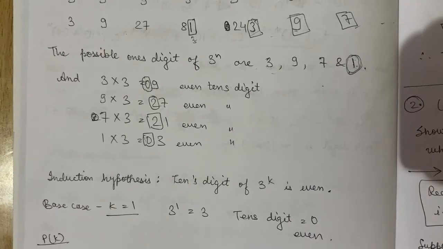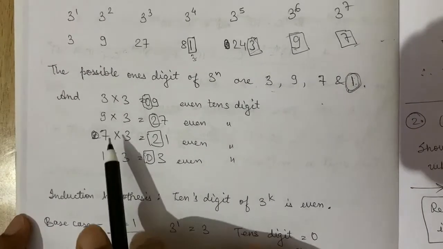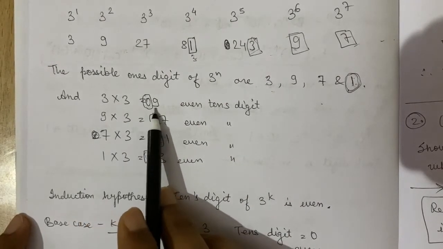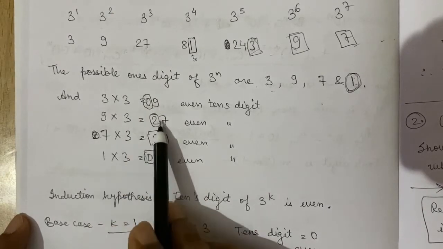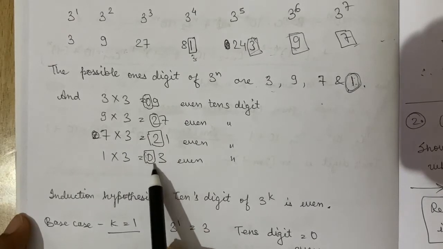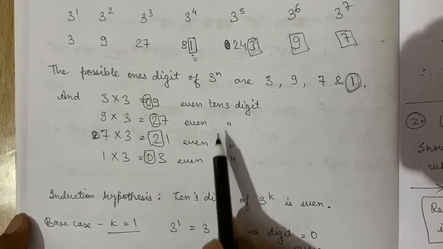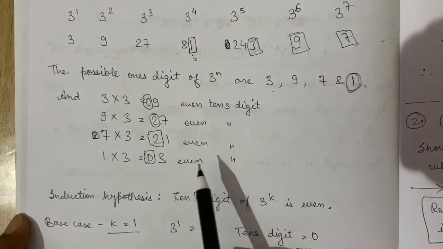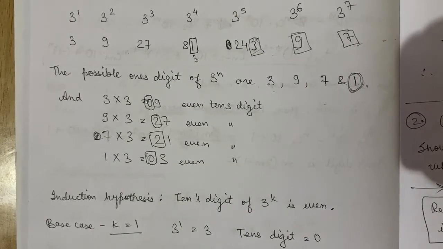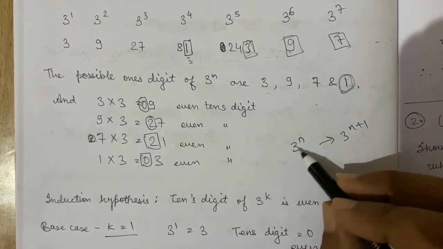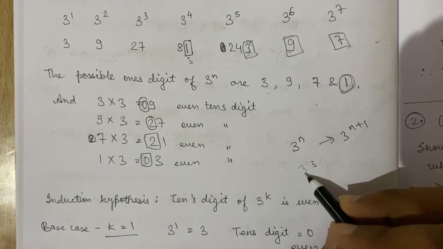So now let us also look at what happens to the tens digit. If we multiply 3 by 3, we get 9, so the tens digit is 0. If you multiply 9 by 3, the tens digit is 2. Multiply 7 by 3, the tens digit is 2. And if you multiply 1 by 3, the tens digit is 0. So every time we move from 3 to the power n to 3 to the power n plus 1, we multiply the ones digit by 3, and then we multiply the tens digit by 3.